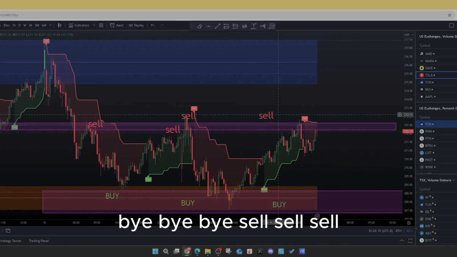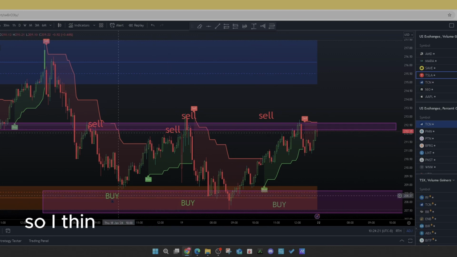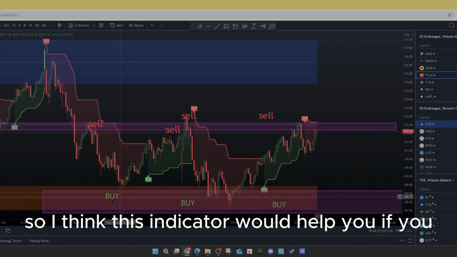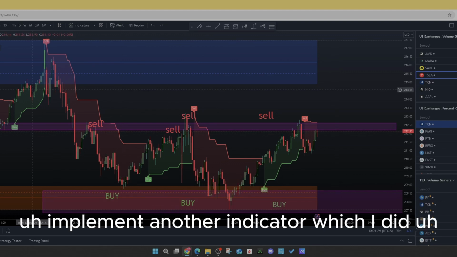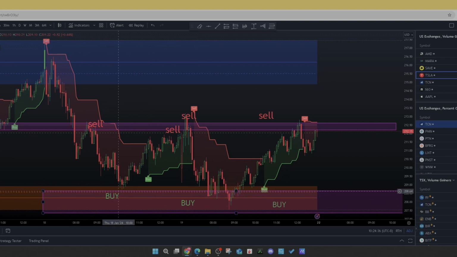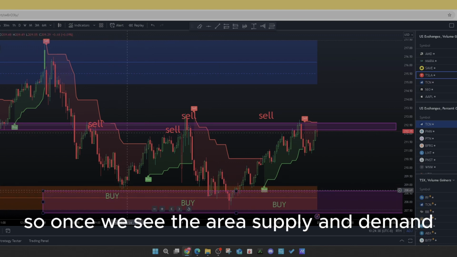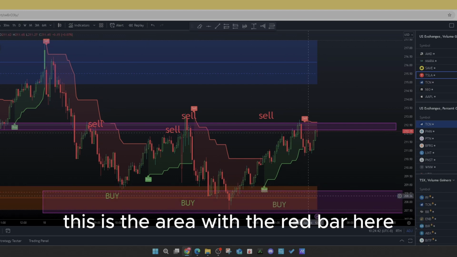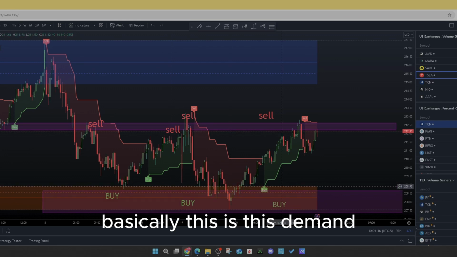Buy, sell, sell, sell. So I think this indicator would help you if you implement another indicator, which I did, supply and demand. So once we see the area, supply and demand, this is the area with the red bar here. Basically, this is the demand.